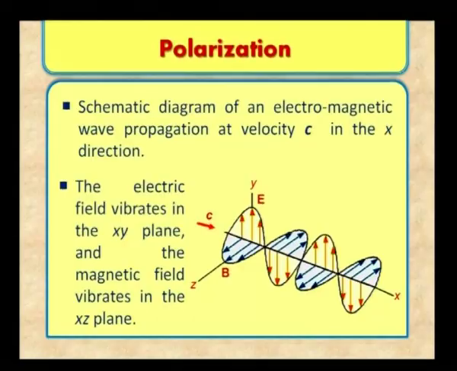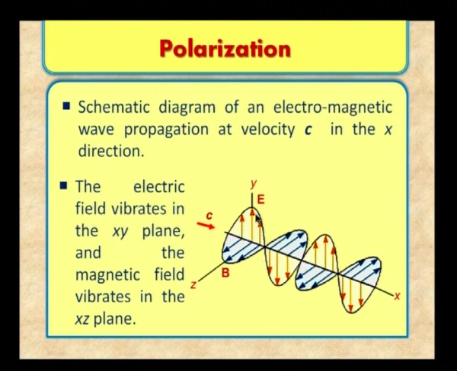Now, what is polarization? Schematic diagram of a light wave. Light wave is an electromagnetic wave. It propagates at a velocity c in the x direction. The velocity of light is c. It is propagating along the x direction. The electric field vibrates in the xy plane, the electric vector. The magnetic field vibrates in the xz plane. These refer to the magnetic vectors and the electric vectors, which are vibrating.